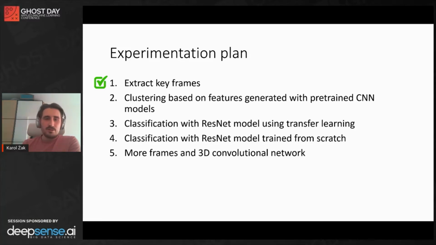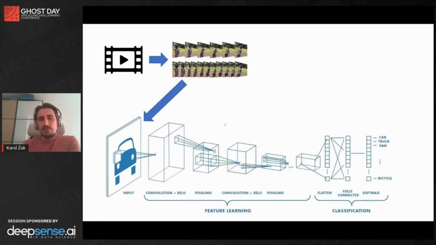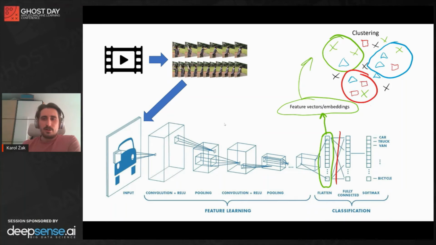So we started with that, quickly extracted the keyframes, and went to the clustering exercise. This basically meant that we took our videos, extracted the keyframes, and then fed these keyframes into a network. We used ResNet 50 or something similar just to experiment with it. For clustering, we cut off the classification head of the model and extracted feature vectors, so-called embeddings, then applied clustering on these vectors to get some, hopefully meaningful, results.